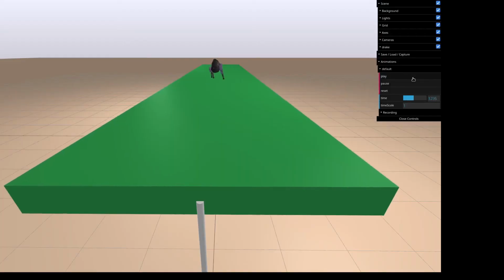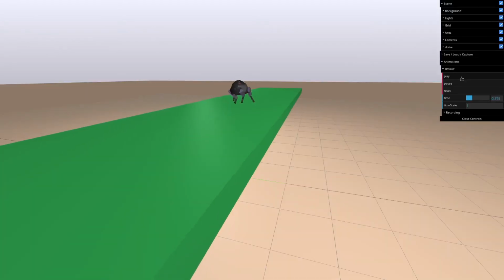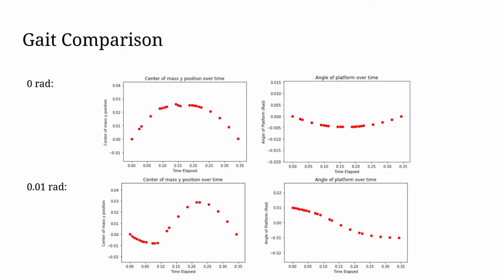Here's the successful optimization with an initial platform angle of 0 radians. Here's the result with an initial angle of 0.01 radians. Despite the tiny change in angle, the behavior is completely different. The difference in the two trajectories is apparent when graphing the deviation of the center of mass from the center line and the angle the platform takes over time. Notice that for the 0.01 initial angle, the center of mass position must take a more aggressive line to stabilize.